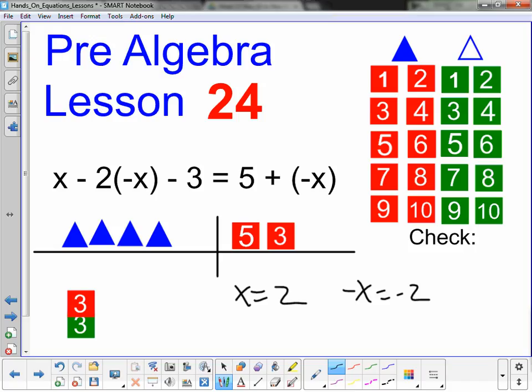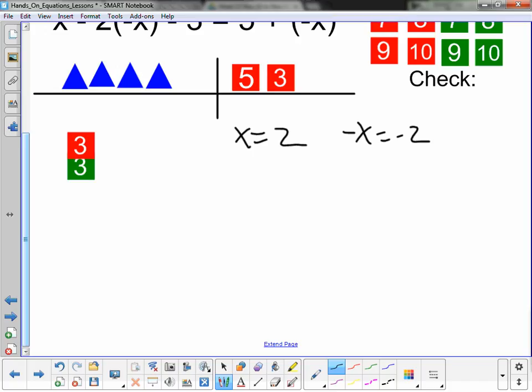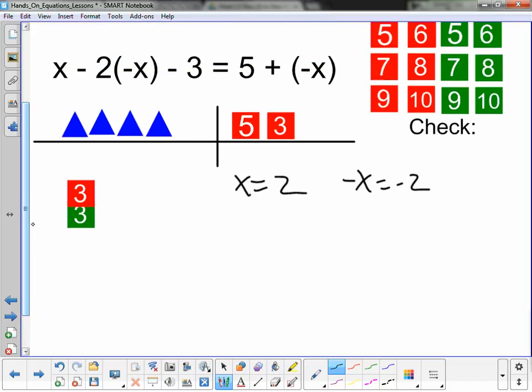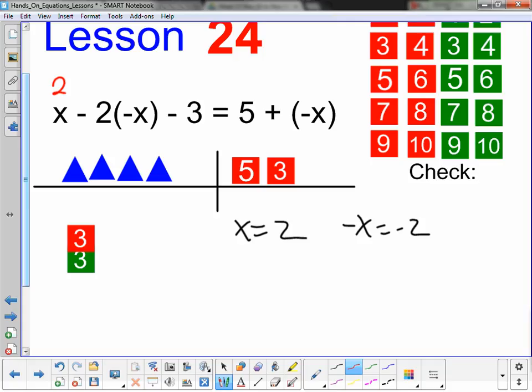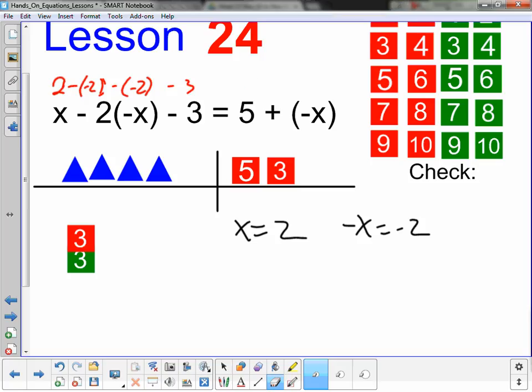Now, what I'm noticing on your assignments is people are not checking. They're just getting an answer, calling it good, and letting it fly. Let's check it. Right up here, I've got a 2, and I've got a -2 inside there, which means I actually have 2 of those, and I'm adding. No, I'm not. I'm subtracting. Got to read that sign right. Subtracting those. And then I got a -3, and then over here I got a 5, and I got a -x, that's a -2. So now let's check if that all works out.